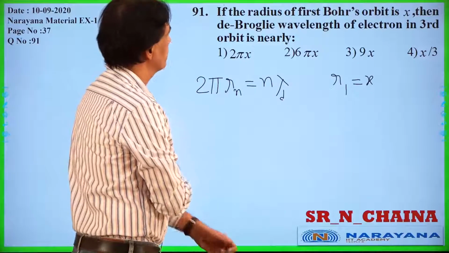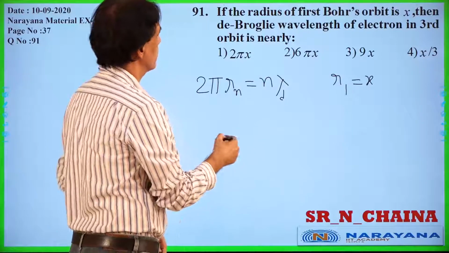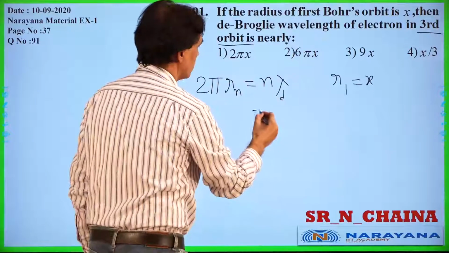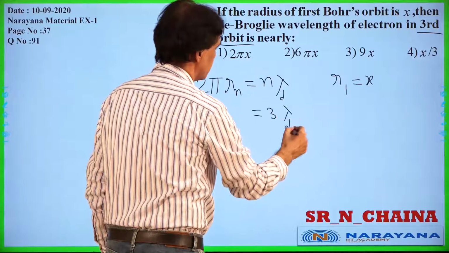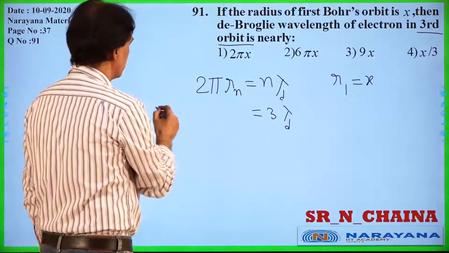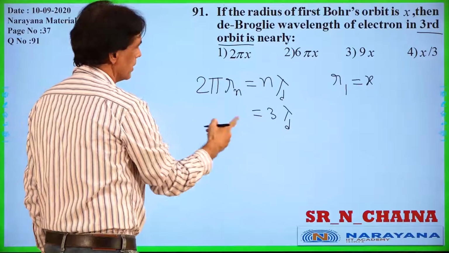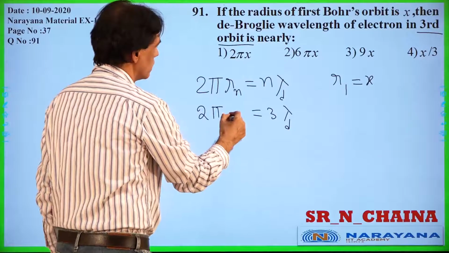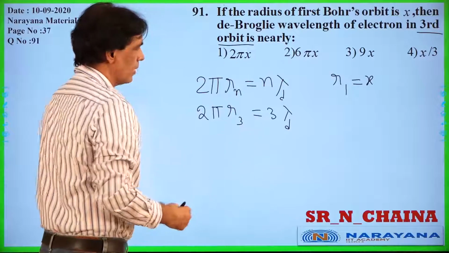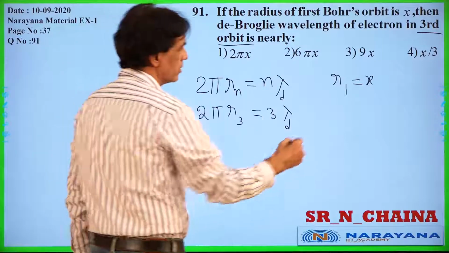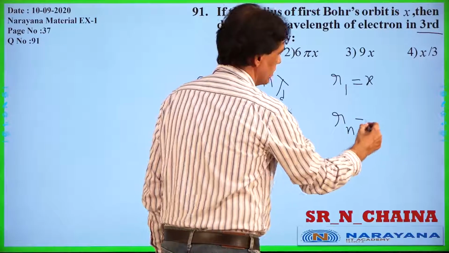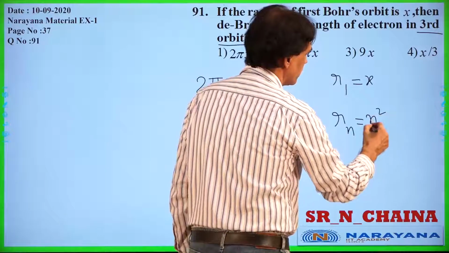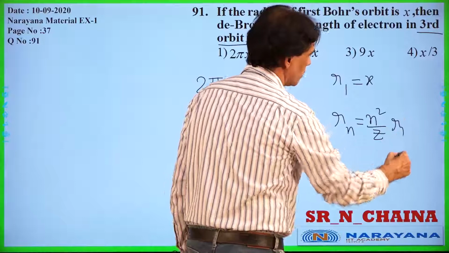Here it is the third orbit, so n equal to 3. Therefore it should be 3 times lambda d. So 2 pi R3 equals 3 lambda d. You know the formula for Rn. In the previous problem also we have discussed this. Rn equal to n square by z into R1, right?